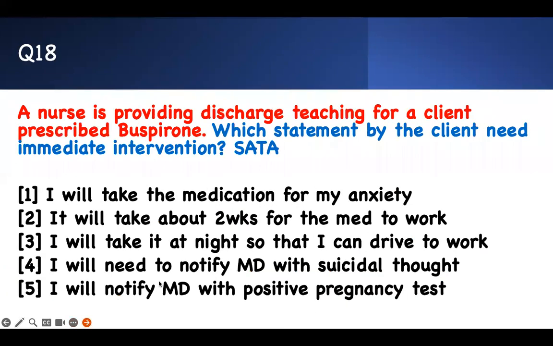Number 18. Select or apply. A nurse is providing discharge teaching for a client prescribed buspirone. Which statement by the client needs immediate intervention? So buspirone, I need to intervene.